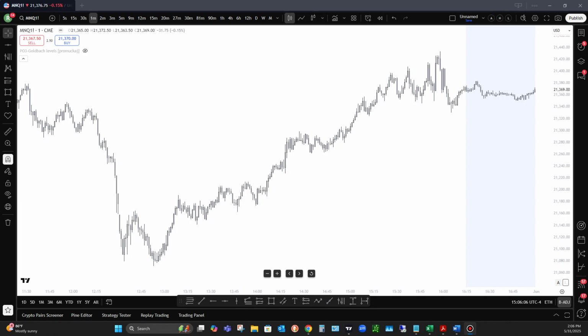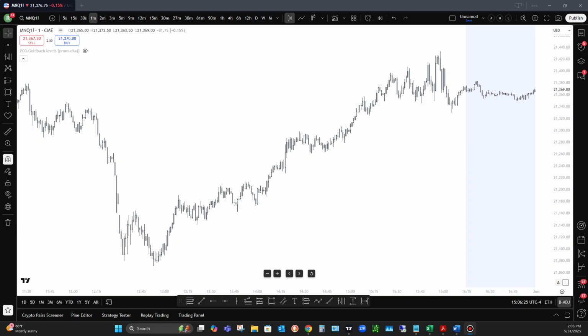Hey guys, this is Richard, and I was going to make a quick video in regards to Goldbach dealing ranges. I get a lot of questions in our Discord room about, hey Richard, which power of three should I be using on the indicator for the Goldbach indicator? And does it matter which time chart I'm on?